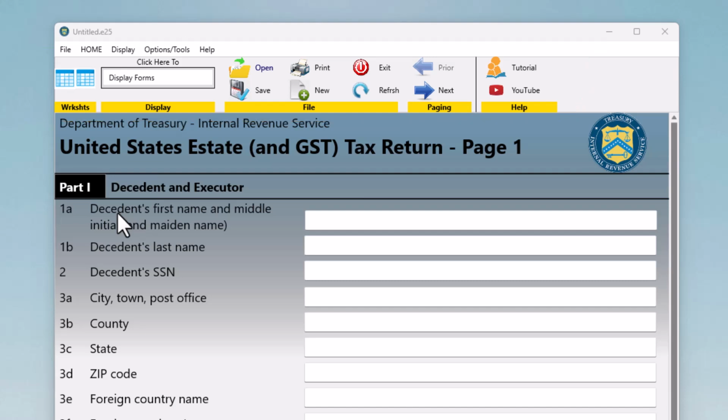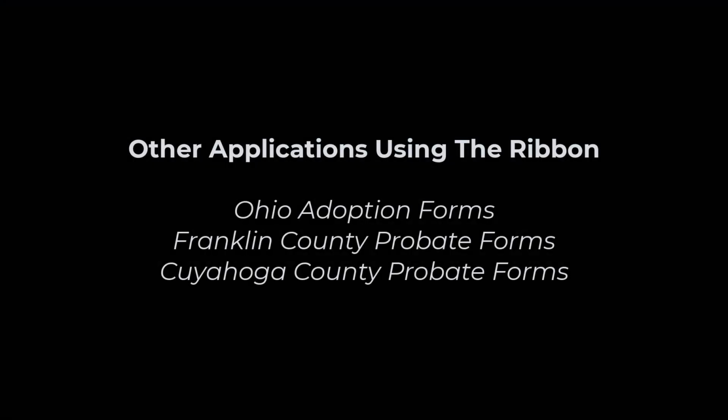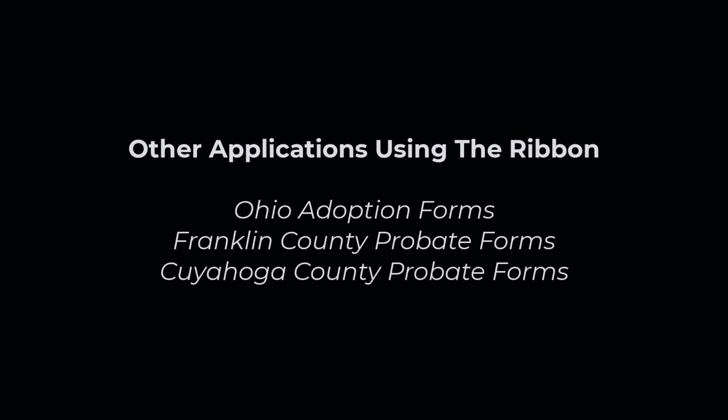Now, while the 706 app may look a bit different from prior years' versions, the ribbon won't throw you off. It should still look familiar if you've ever used Microsoft products like Word, for example. Yeah, we've been rolling it out to all the new versions of our programs. So Ohio Adoption Forms, Franklin and Cuyahoga Probate Forms, anything that we've updated, we've added the new ribbon interface.